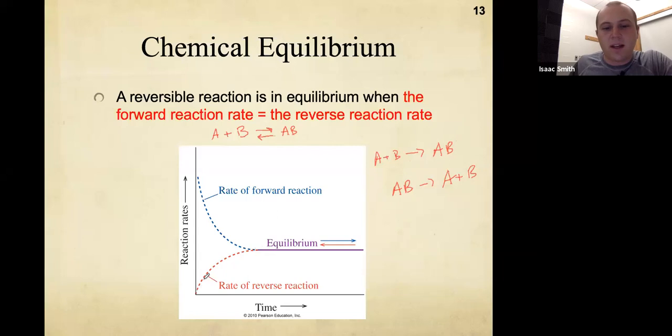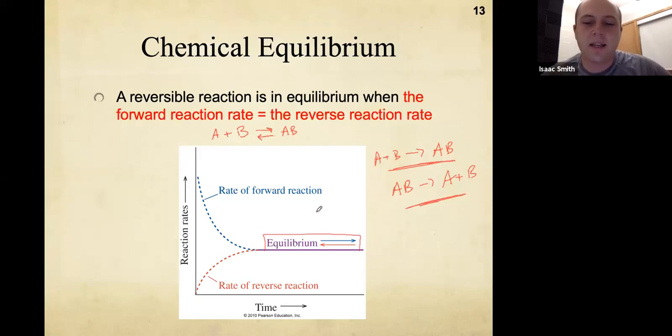There's going to be a point at which these rates actually equal. They're going to come to a point that we call equilibrium. That means that the rate of the reverse reaction is going to equal the rate of the forward reaction. So when they start, one's really high, one's really low. This one starts to drop and this one starts to go up. And they're going to come to a point where they're equal. And that's what you call chemical equilibrium.